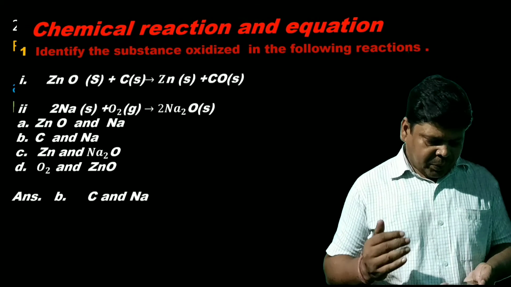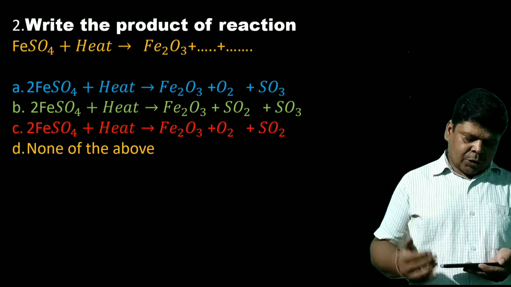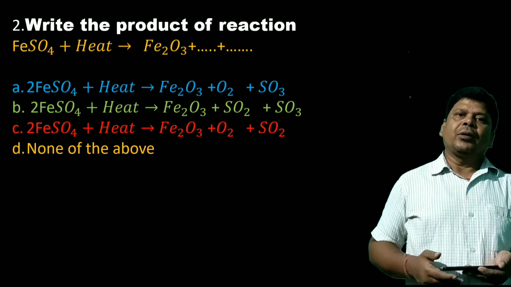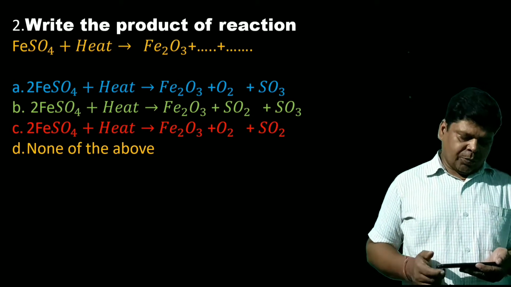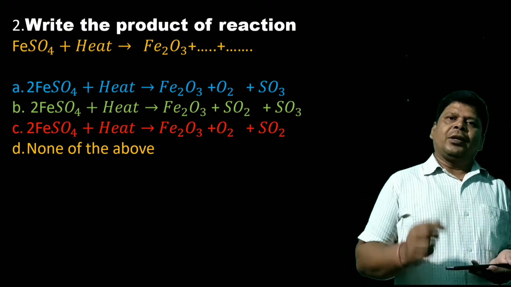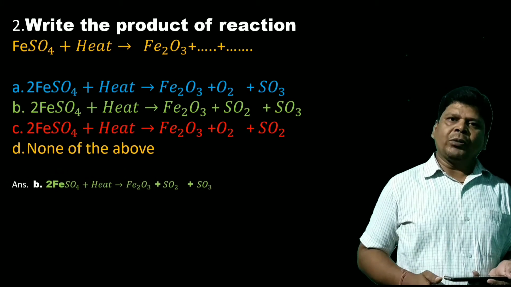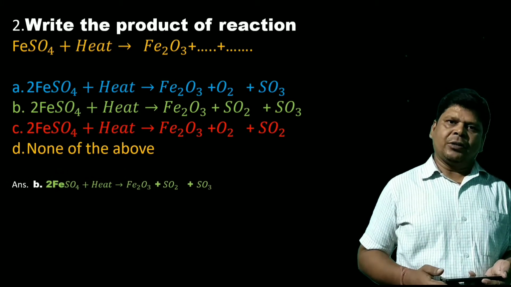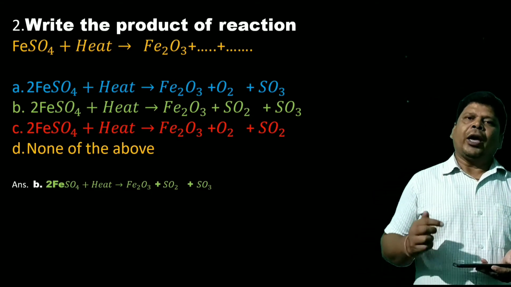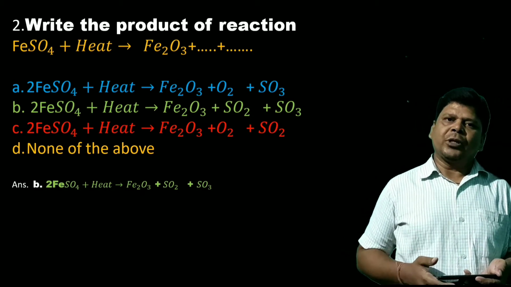Second question is, ferrous sulfate is heated, then what are the products of this reaction? Fe2O3 plus blanks. What would be the answer? When ferrous sulfate is heated, it forms Fe2O3 and two gases are evolved, that is sulfur dioxide and sulfur trioxide. So the answer of this question would be B, FeSO4 heated gives Fe2O3 plus SO2 plus SO3.